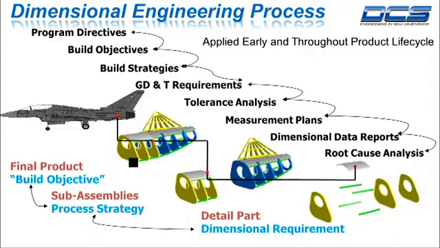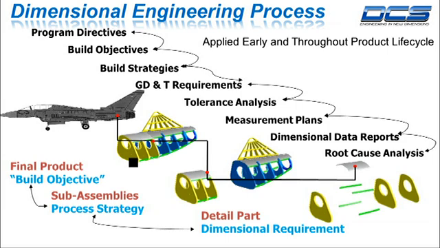So how are we going to do that? Well, the process of dimensional engineering is a process that starts very early in the product development cycle. Even before any designs are created or defined, there are directives that are defined. Things like what are the materials that are going to be used in this product? What sort of manufacturing processes might be used because of those materials? Is this going to be an outsourced component or subassembly versus an internally manufactured part or subassembly?